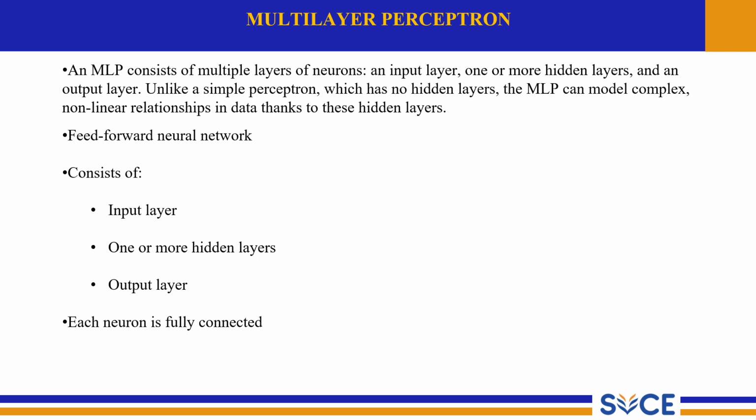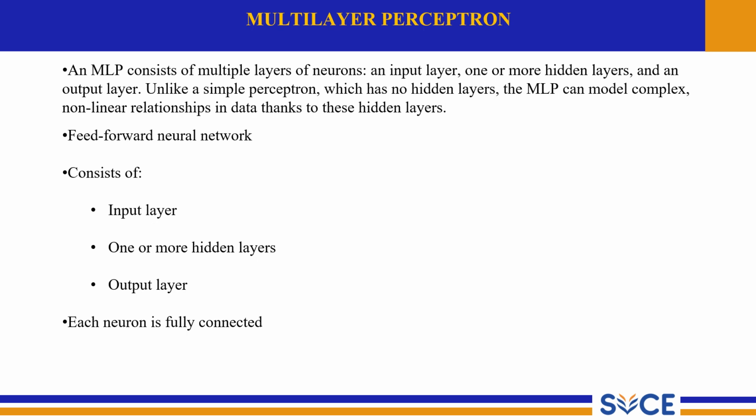This allows the MLP to learn from data by adjusting the weights during training, making it very powerful for tasks like classification, regression, and pattern recognition. The MLP learns by forward propagating inputs through the network and then adjusting weights using algorithms like backpropagation during training to minimize the error between predicted and actual outputs.